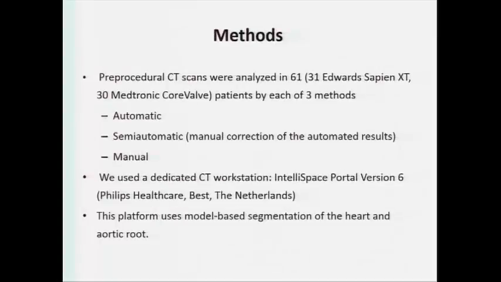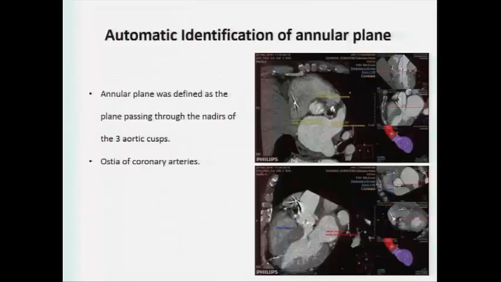limitations. We looked at pre-procedural CT scans that were retrospectively performed in 61 patients, half of each valve type, and we performed automatic, semi-automatic, and manual measurements. We used a dedicated CT workstation, Philips IntelliSpace Portal version 6, and this platform uses a model-based segmentation of the heart and aortic roots. It works something like this.